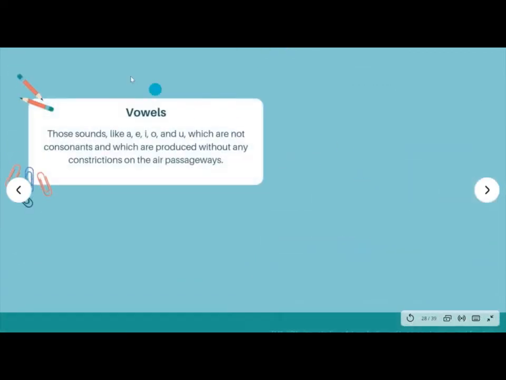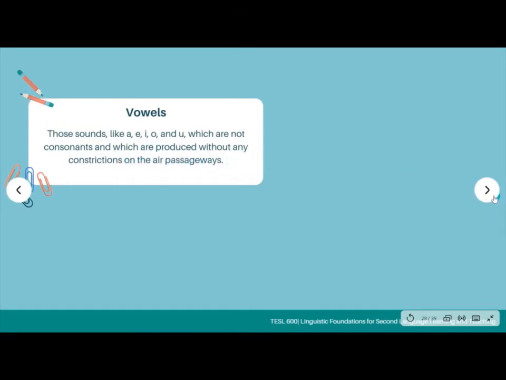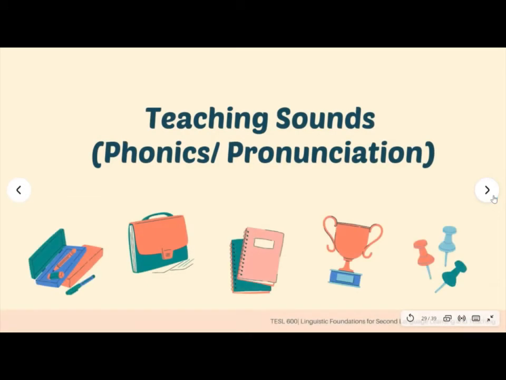The last concept is vowels. These sound like A, E, I, O, and U, which are not consonants and which are produced without any constrictions on the air passageways. So we all know that one.